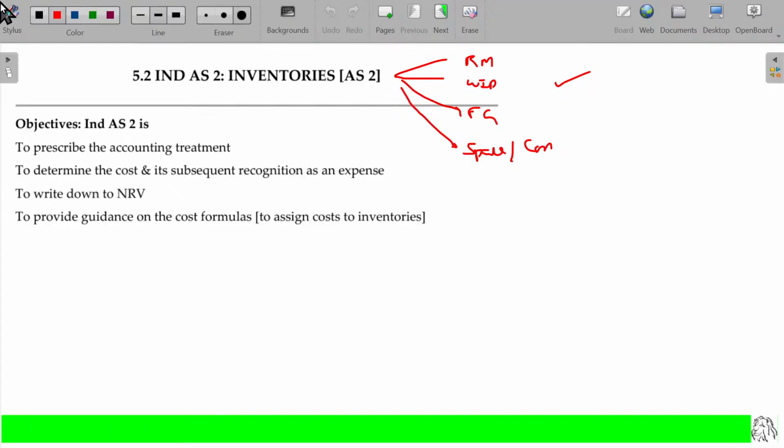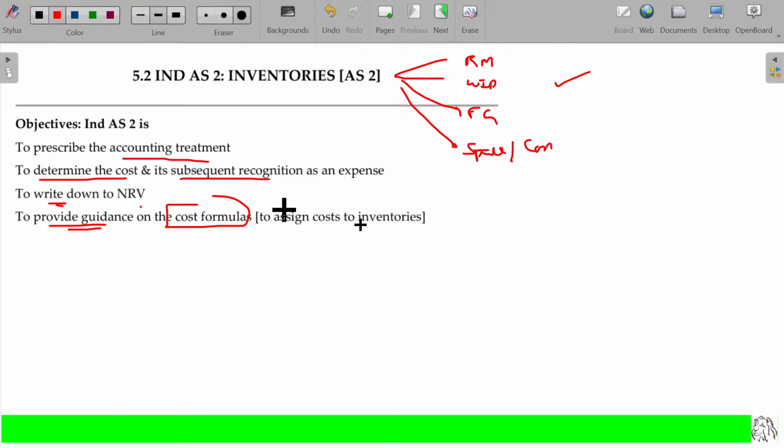Now, let's finish up the theoretical background of inventories. Ind AS 2. To prescribe the accounting treatment, what are the objectives? Accounting treatment prescription. Determining the cost. Subsequently, how do you recognize? Okay, cost or NRV, whichever is lower. Write down the value to the NRV if it is required. Provide guidance on the cost formulae also.